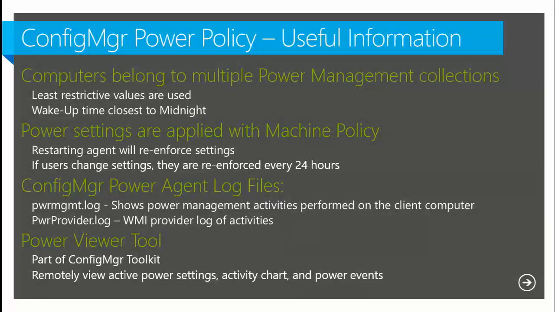There are a couple of logs that you should be aware of for troubleshooting power management settings. These are client logs: the power management log and the power provider log, which is the WMI provider log, and anything power manager gets stored in that log file. That's more for reference. There's a Power View tool, which is part of the Config Manager toolkit. If you're going to look at logs, I'd actually recommend you use this tool instead, because you can remotely connect to systems, and it will analyze the log for you and give you a schedule of actual power activity that happens on systems, a chart of activity, and you can see the actual active power settings.